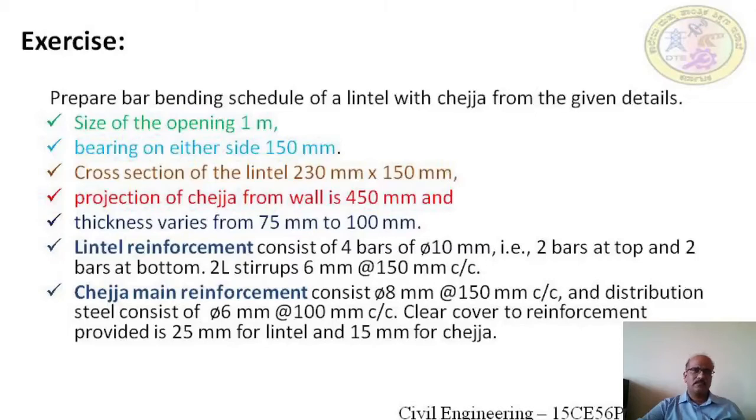Next exercise: prepare bar bending schedule of a lintel with chhajja from the following details. The size of the opening is 1 meter, bearing on either side is given as 150 mm. The cross section of the lintel is 230 mm wide and 150 mm deep, and thickness varies from 75 mm to 100 mm. Thickness of the chhajja varies from 75 to 100 mm.